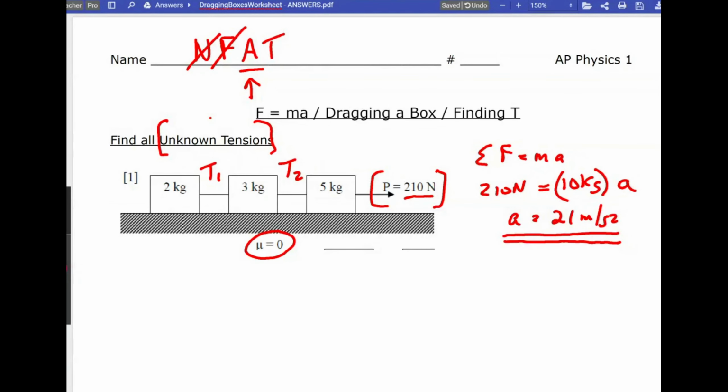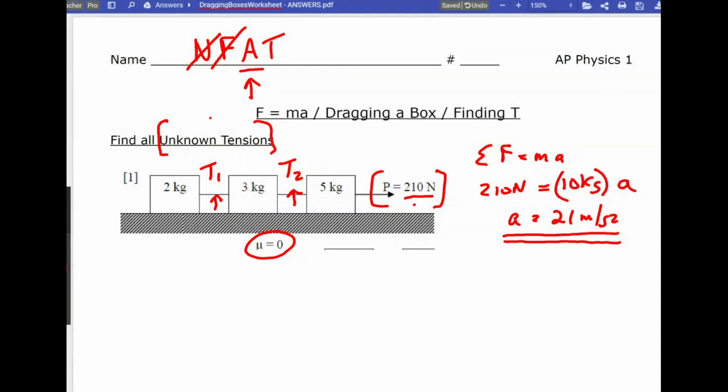So now to get T1 and T2, I'm going to do F equals ma two more times. Now, I want you to recognize that this is 210, but these two forces are going to be less. Why? Because the 210 Newton force accelerates three bodies. The T2, what does it accelerate? It only accelerates two bodies. And T1, what does it accelerate? One body. So 210 accelerates 10 kilograms, T2 accelerates 5 kilograms. T1 only accelerates 2 kilograms.